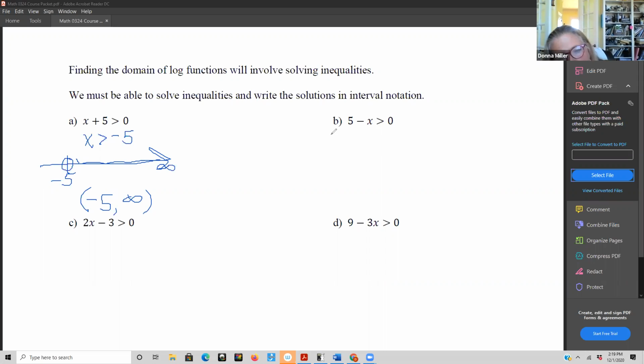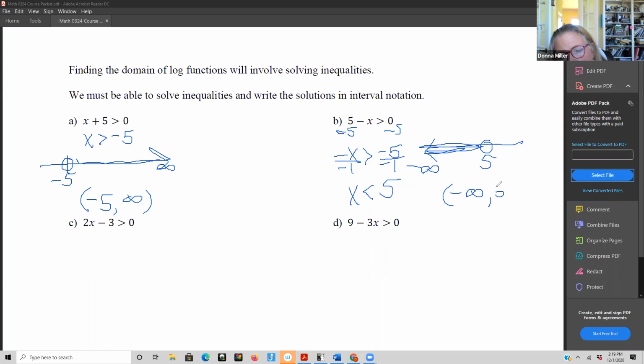Now be careful with inequalities. Remember, when you divide or multiply by a negative number, you must flip the sign. One way to do this is to subtract 5, so I get negative x is greater than negative 5. If I divide by negative 1, I divided by a negative, so I need to use that rule. X is less than 5. I have to flip the sign because when you divide or multiply by a negative, you flip the sign. Drawing my number line, here's 5, and we're going that way. So with interval notation, I'm going from negative infinity up to 5.